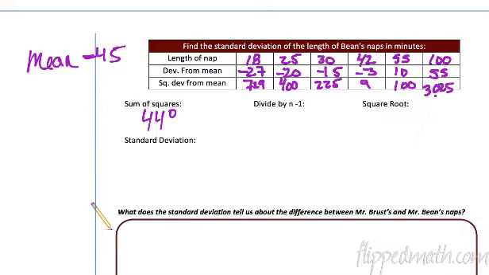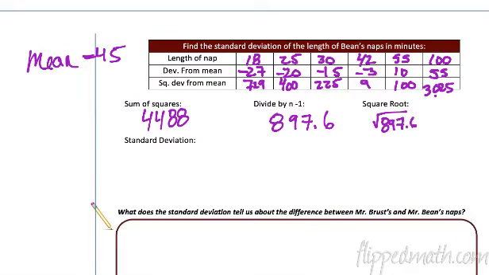So then finding the sum of the squares, we get 4,488. We just add all these together. And then when we divide by 5, because that's 1 less than the number, then we get 897.6.